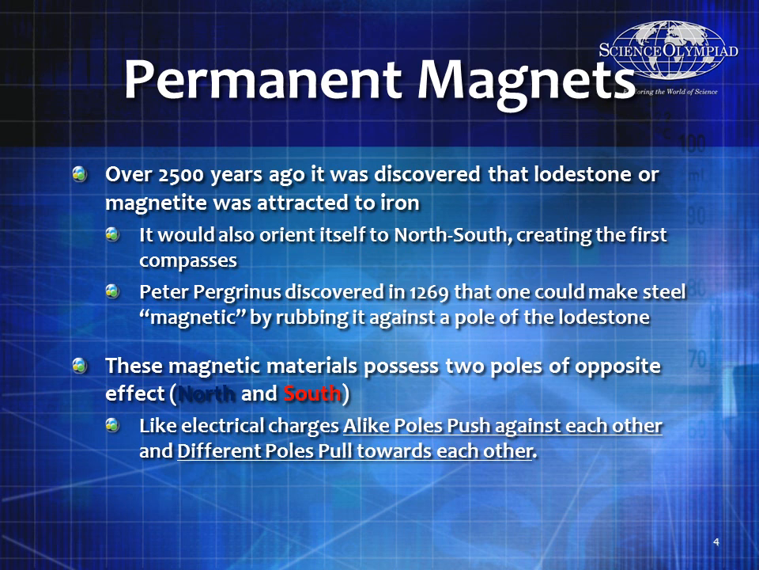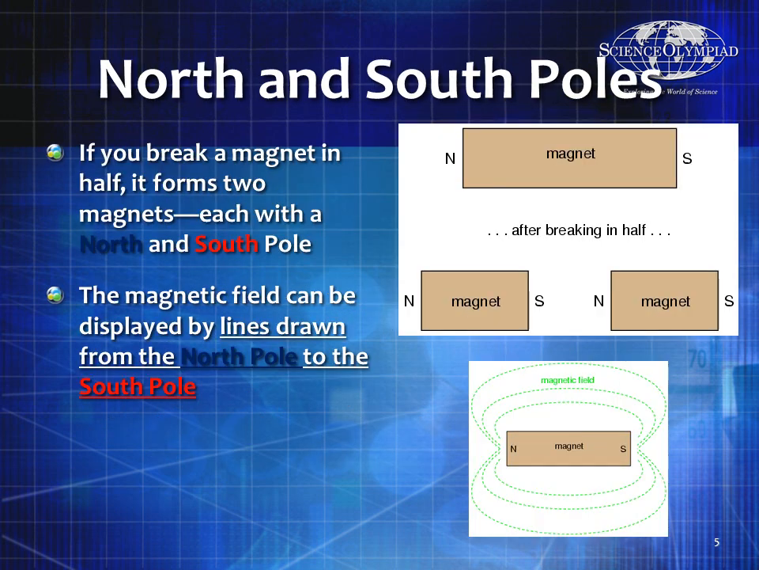All magnets have two poles of opposite effect, north and south, okay? So remember how we talked about electrical charges being positive and negative? We're going to talk about magnetic having north and south poles, okay? And just like electrical charge, opposites attract and the same repulse. So two north poles will push against each other, a north and south pole will be attracted to each other, and two south poles will push against each other.